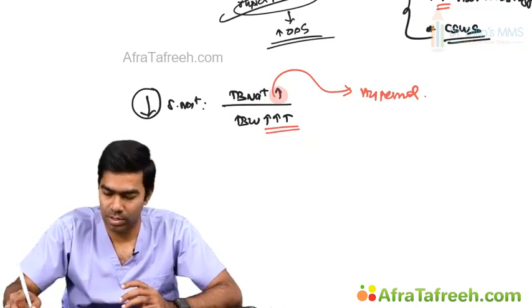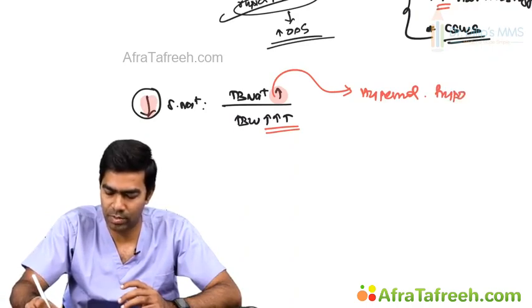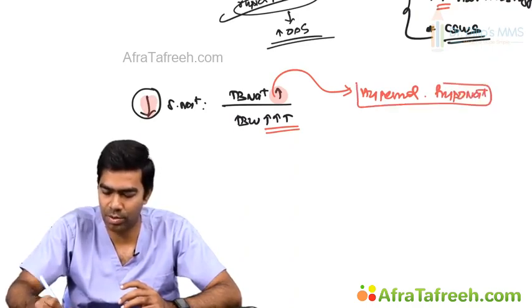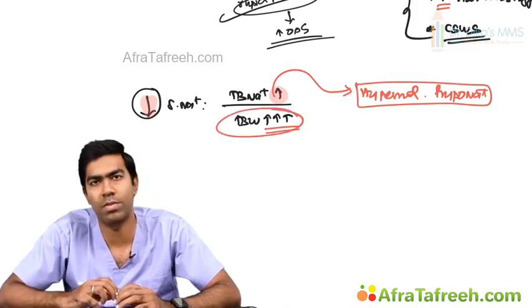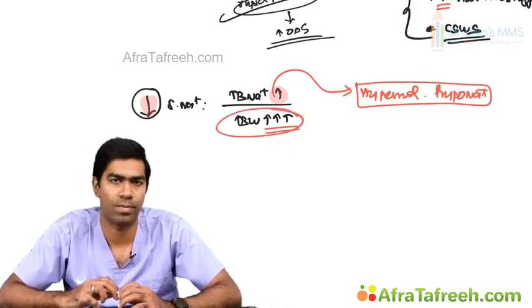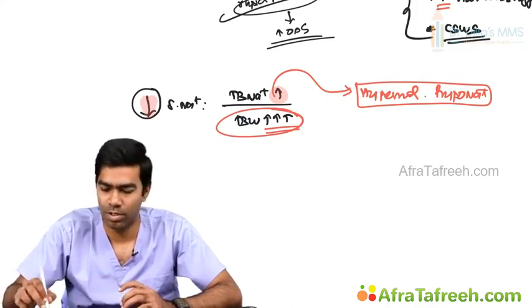And since the sodium is low, definitely the patient will be hyponatremic. So this is what we define as hypervolemic hyponatremia. Here actually the problem is the excessive total body water. That's the problem. So why does this happen?